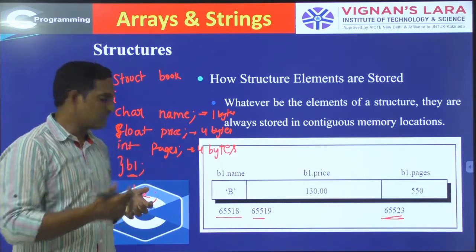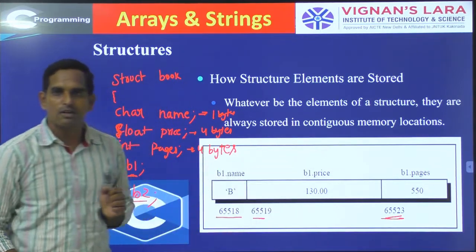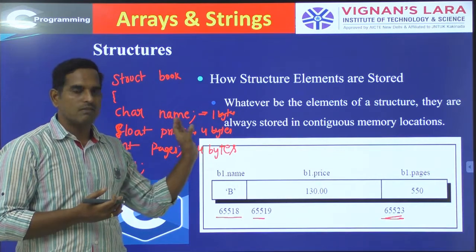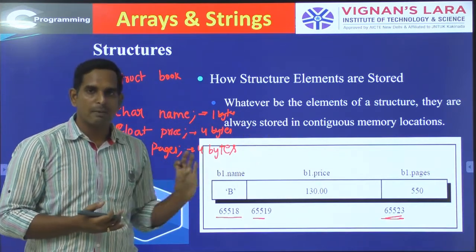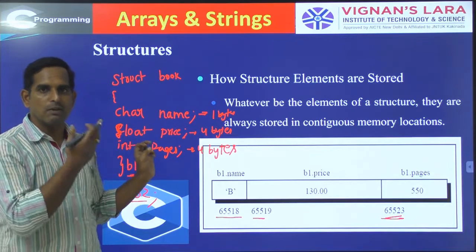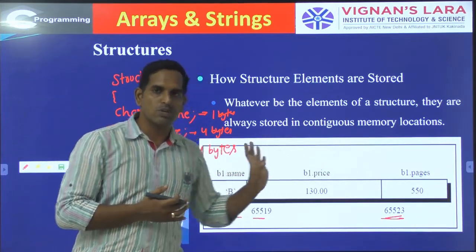In the similar case, if I have b2, b2 also will be having the next 9 bytes. In this manner your complete structure members will be stored in your memory. So whatever may be the size, whatever may be the type of your members, all will be stored in continuous memory locations.